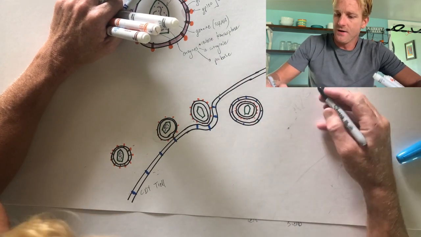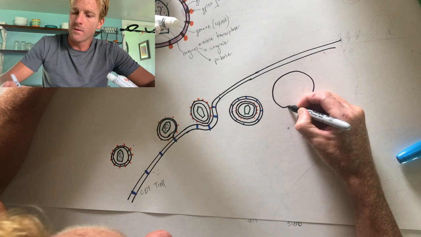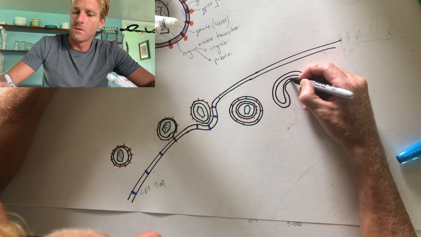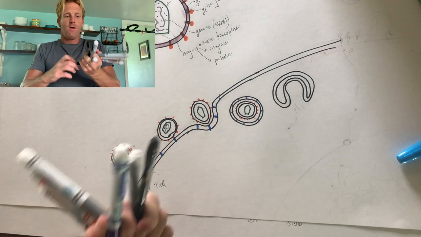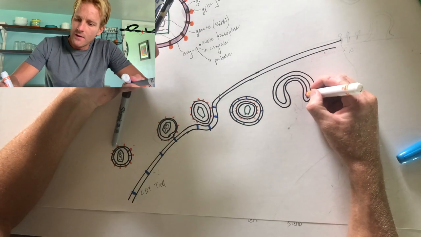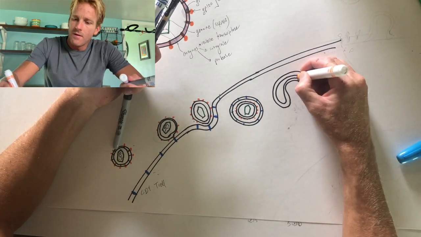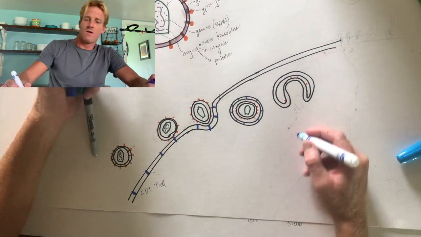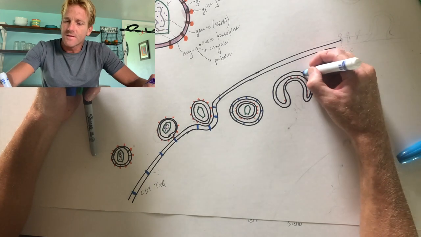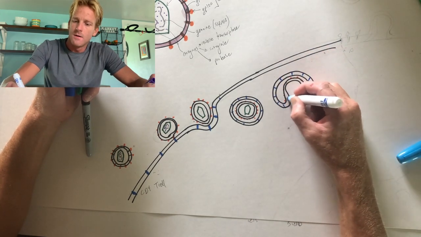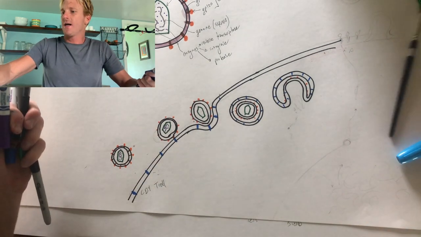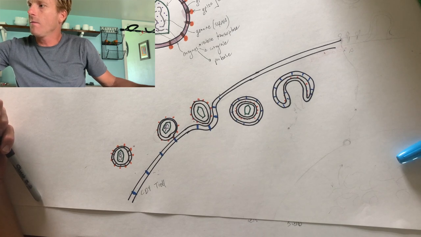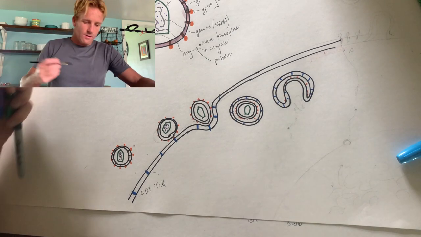Now, once these two fuse, we're going to get an arrangement that kind of looks like this. This inner part is what's left of the viral envelope. The outer part is what's left of the cell membrane of the cell. Both of these were technically cell membranes, so I can paint that in and color code that. I don't know how much that really helps, but it's kind of fun.